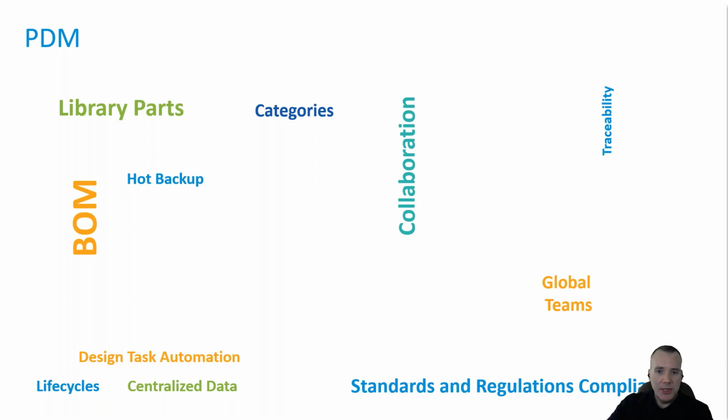It helps with collaboration, traceability. Vault Pro gets you hot backups, for example. Better management of library parts. But this is still all PDM. This is still very document-centric and product information or data-centric. Right?